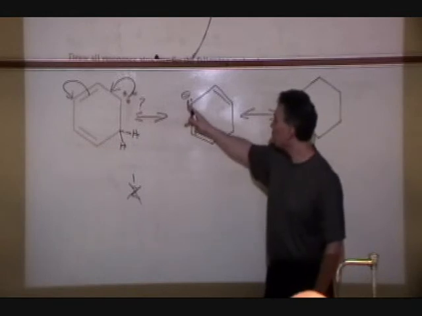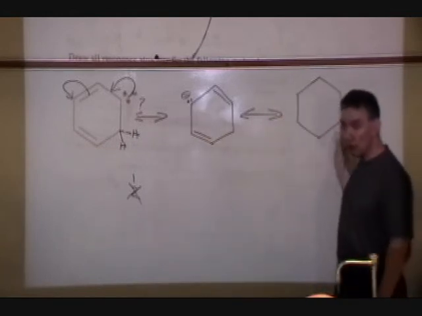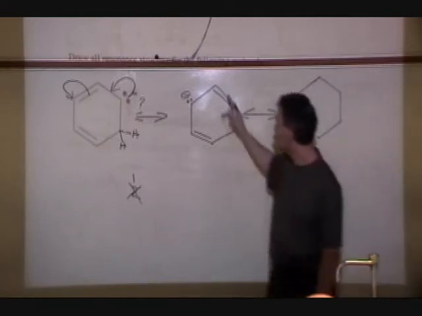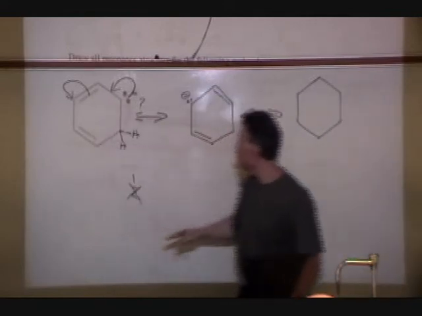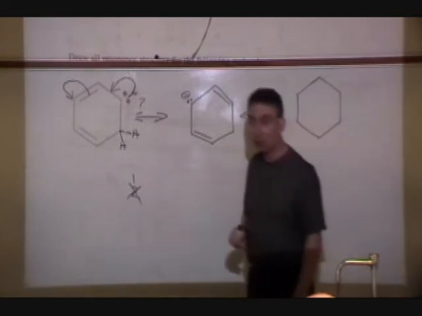One lone pair in the first structure, one lone pair in the second, and there's going to be one lone pair in the third structure somewhere. Likewise, 2 pi bonds, 2 pi bonds. Our third answer is going to have 2 pi bonds exactly as well.